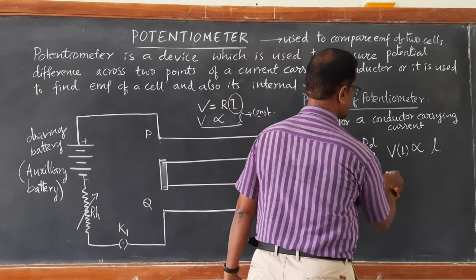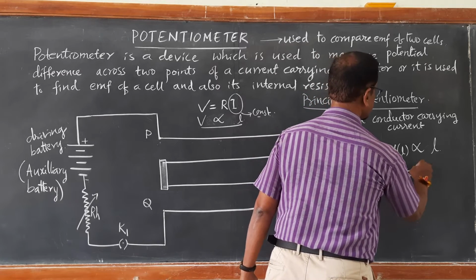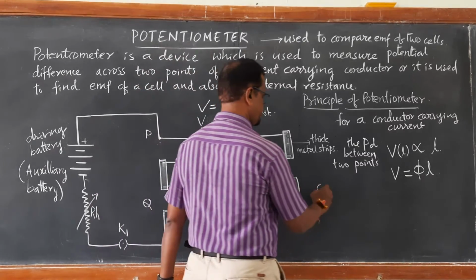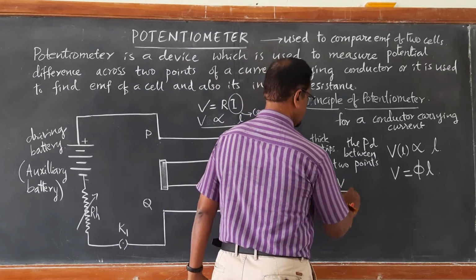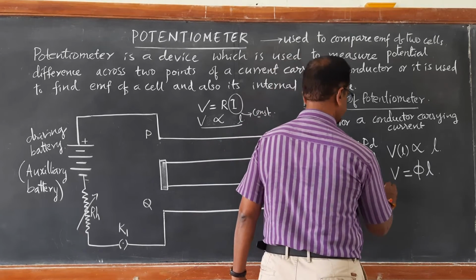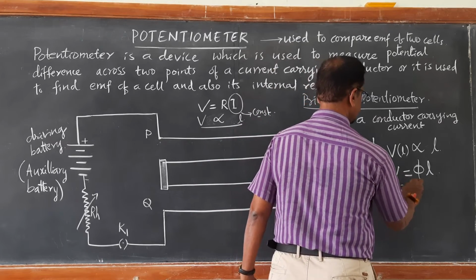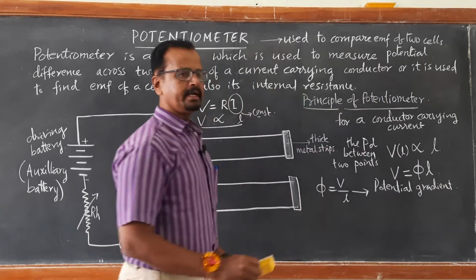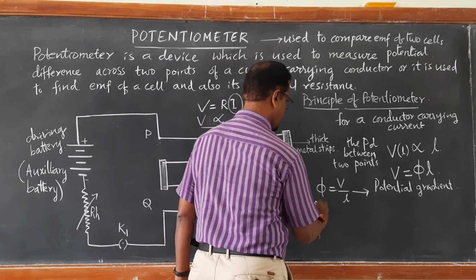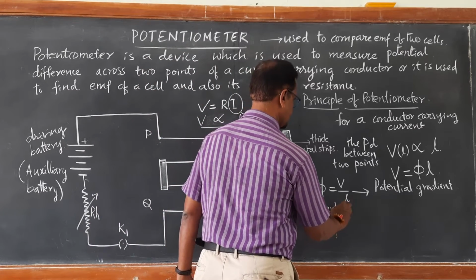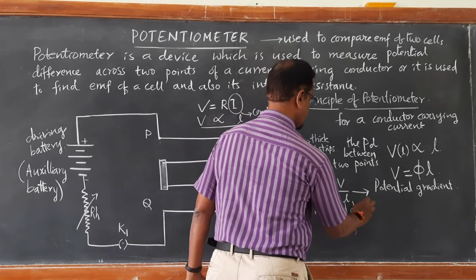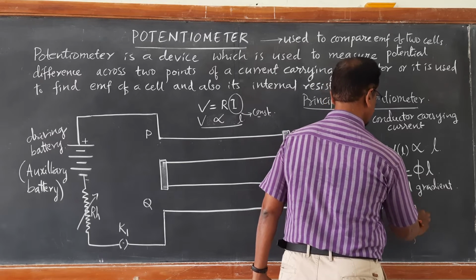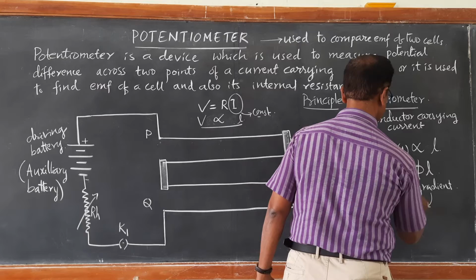Now, if you take out this proportionality sign, then V is equal to one constant times L, where that constant phi is called potential gradient. Potential gradient is measured as potential drop per unit length. Per unit length is called as potential gradient.